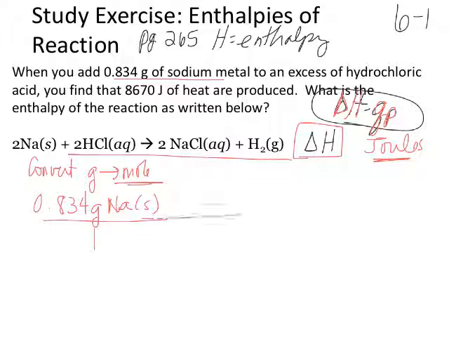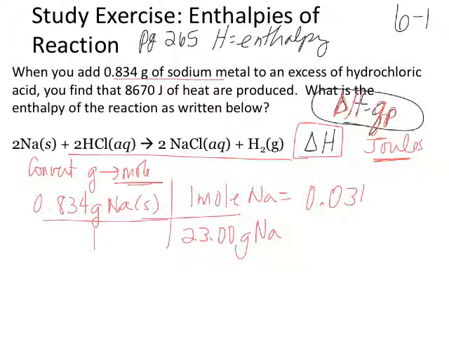So we need to get that to moles. If you look at the molar mass on your periodic table, you'll see basically 23 grams of sodium is equivalent to 1 mole of sodium, and that gives you 0.0363 mole of sodium. You've got to get it in terms of moles. So when you add 0.0363 mole of sodium to an excess of hydrochloric acid, you find that 8,670 joules of heat are produced.